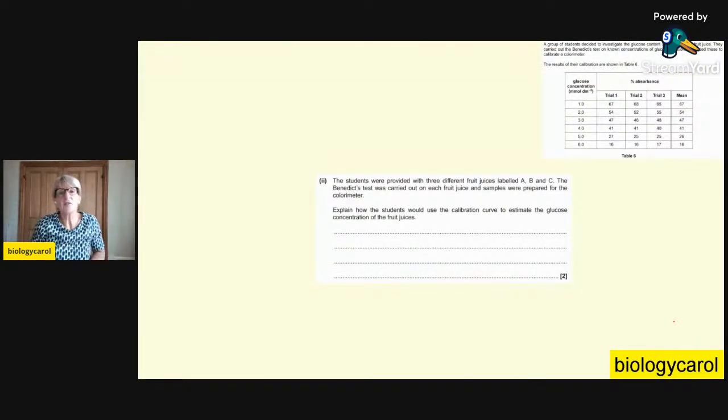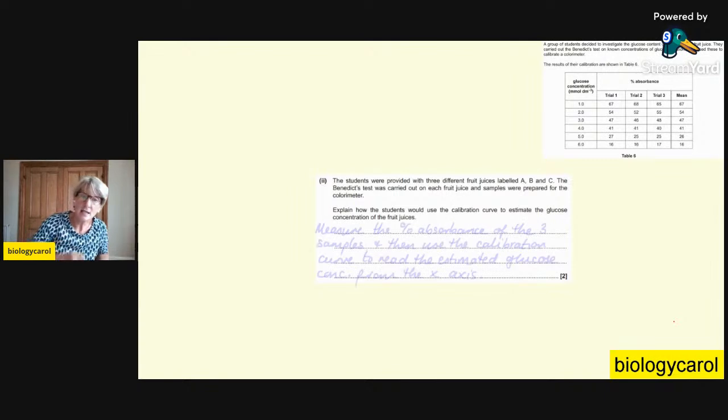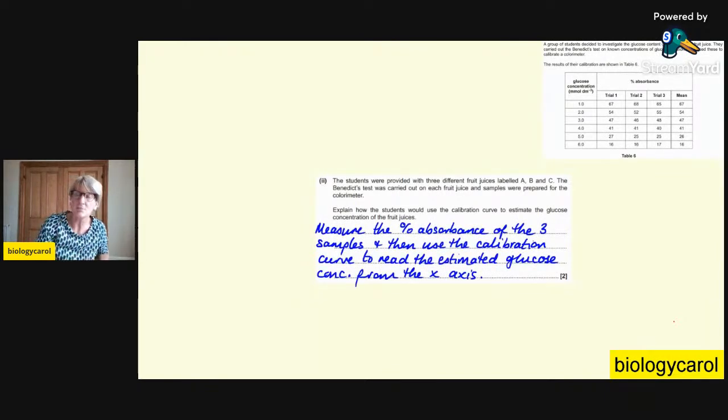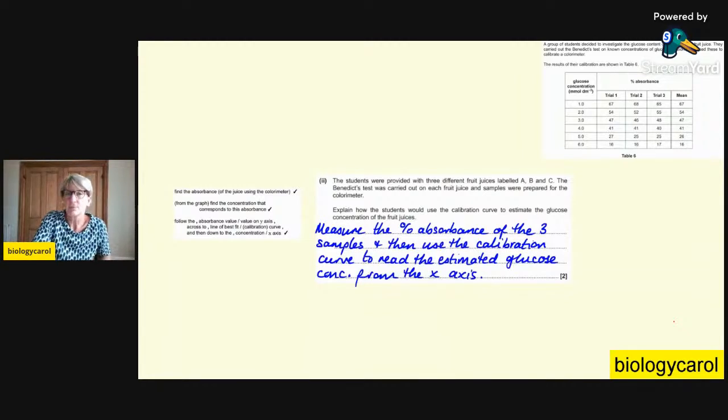Okay, students were provided with 3 different fruit juices. The Benedict's test was carried out on each fruit juice and samples were prepared for the colorimeter. Explain how the students would use the calibration curve to estimate the glucose concentration in the fruit juices. Here's what I put. Measure the percentage absorbance and then use the calibration curve to read off the estimated glucose concentration from the x-axis. This was the mark scheme.